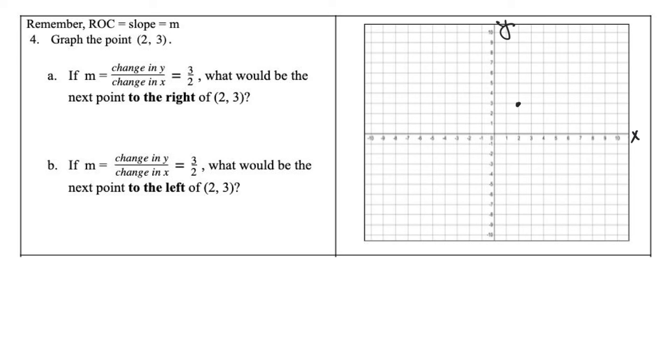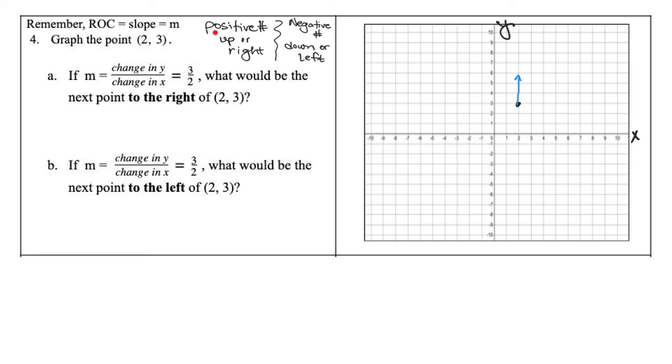The next part is telling us that the slope m, that variable, the change in y over change in x, is 3 over 2. What would the next point to the right of 2, 3 be? If you remember, rise over run, that's our change in y. So if our change in y is 3, we have to go up 3.